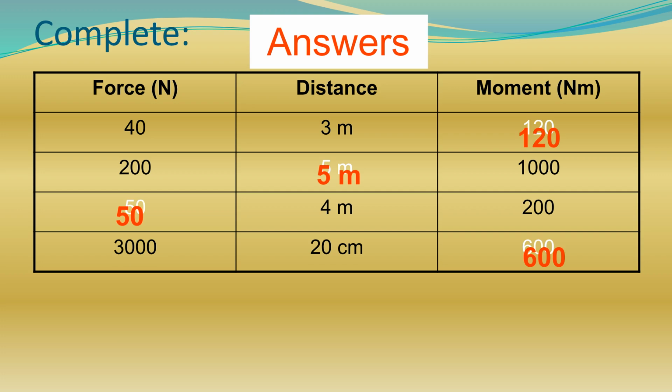In the first row, 40 newtons times 3 meters equals 120 newton meters. In the second, 1,000 newton meters divided by 200 newtons equals 5 meters. The third row shows that 200 newton meters divided by 4 meters is 50 newtons. Finally, 3,000 newtons times 0.2 meters is 600 newton meters.